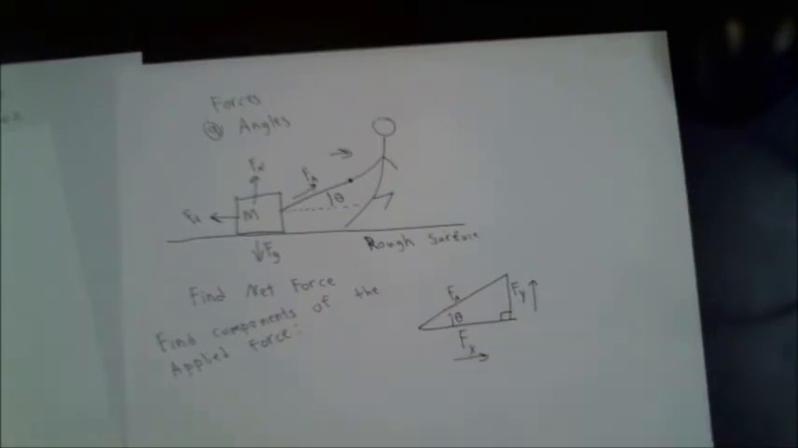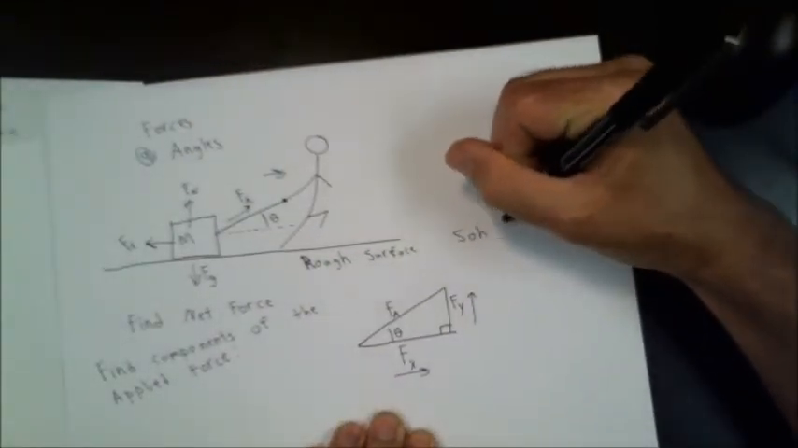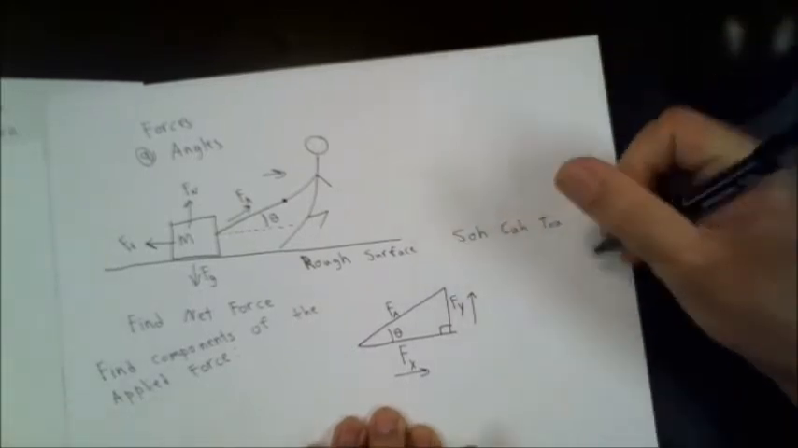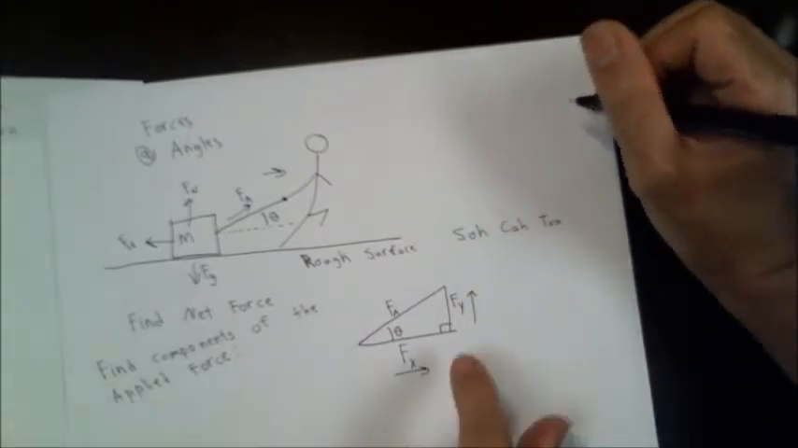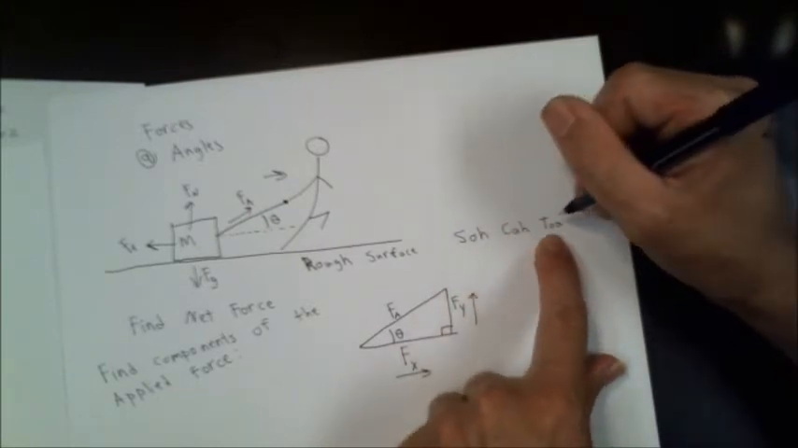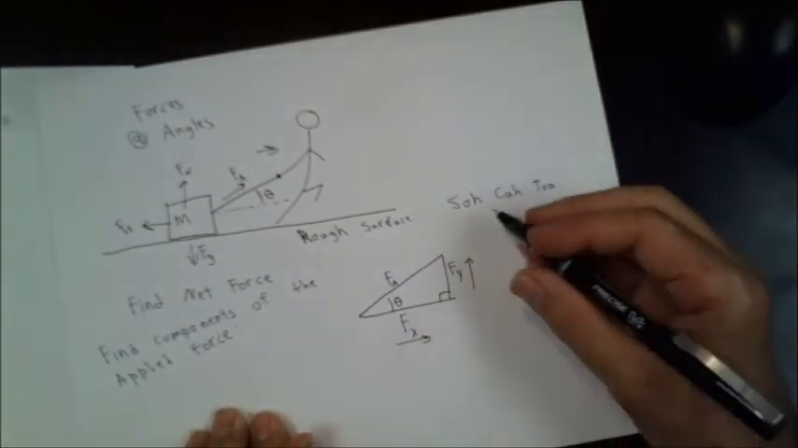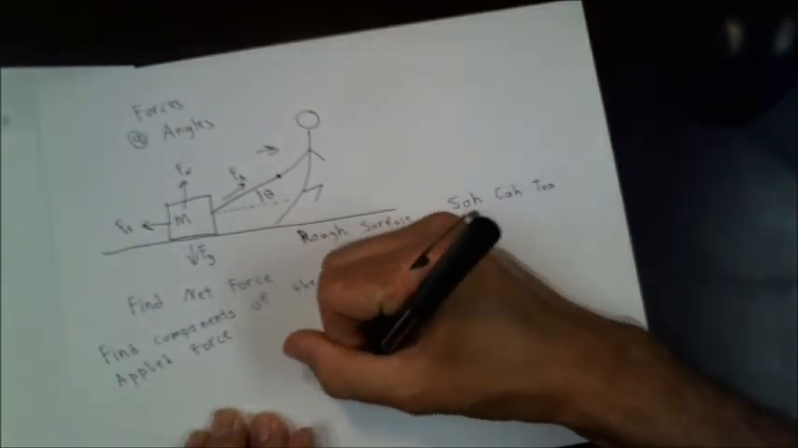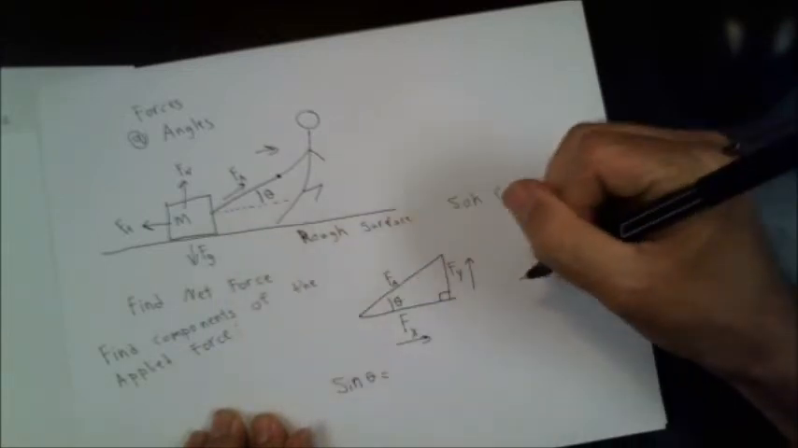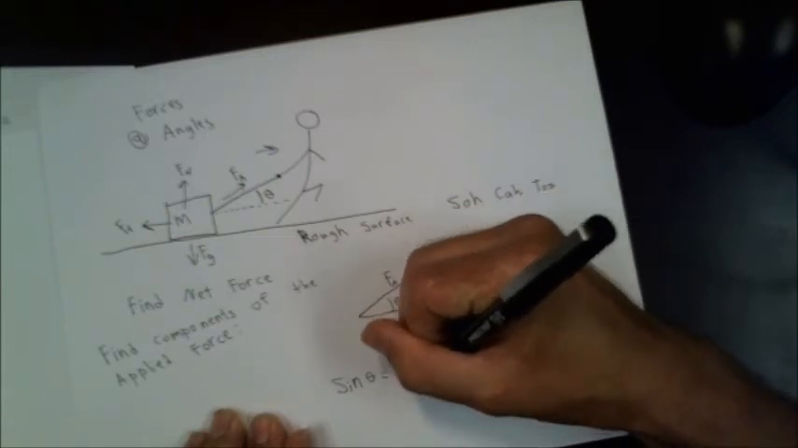However, if I've got the angle and the hypotenuse, I can go backwards and get F_x and F_y. I'm going to write up here something that you've seen many times, SOHCAHTOA. Sine is the opposite over hypotenuse, cosine is the adjacent over hypotenuse, and tangent is the opposite over adjacent. So let's go ahead and do the sine one first. Sine of the angle theta equals the opposite, F_y, divided by the hypotenuse, F_A.